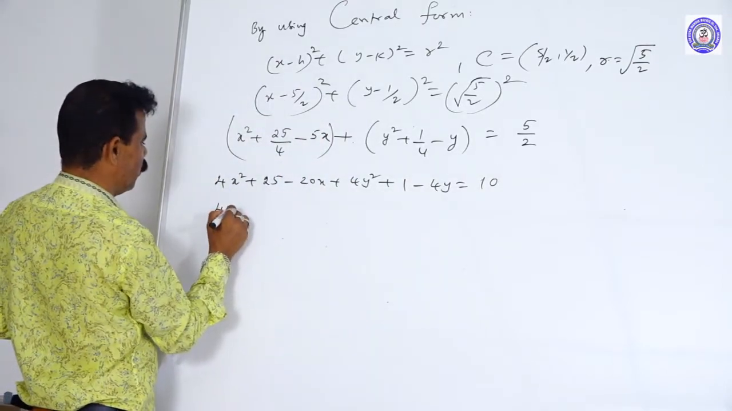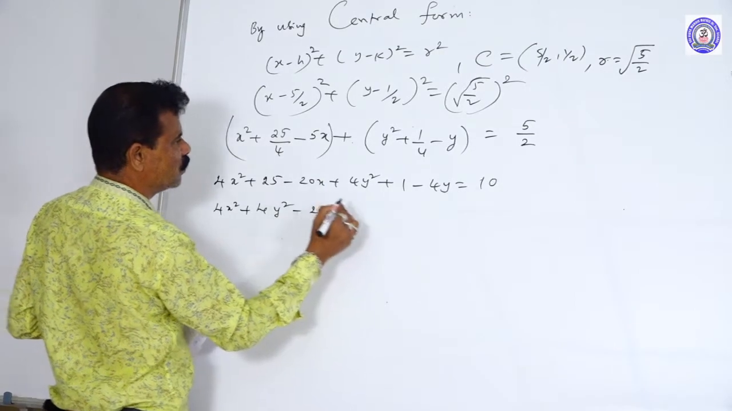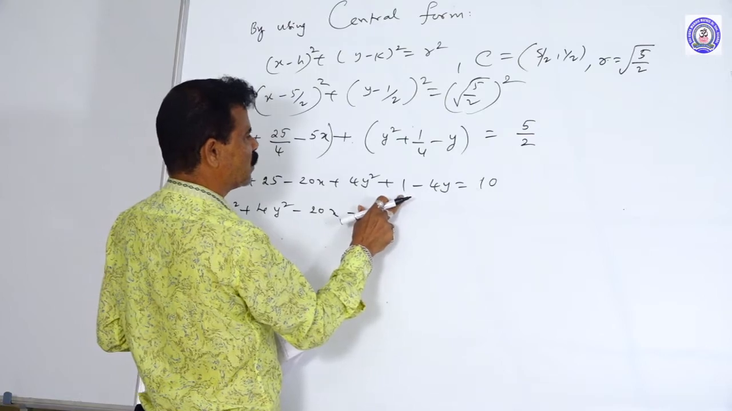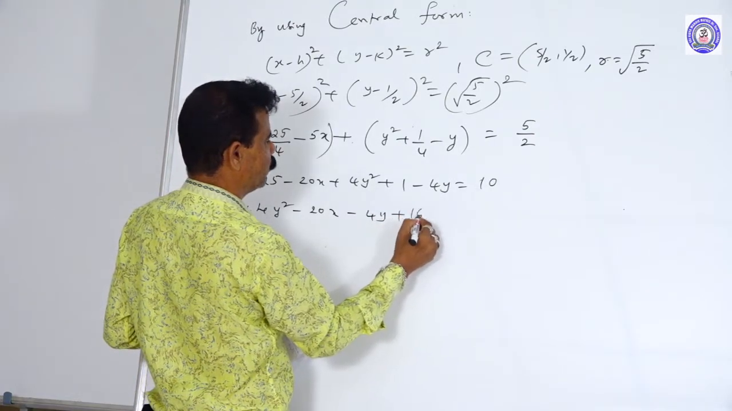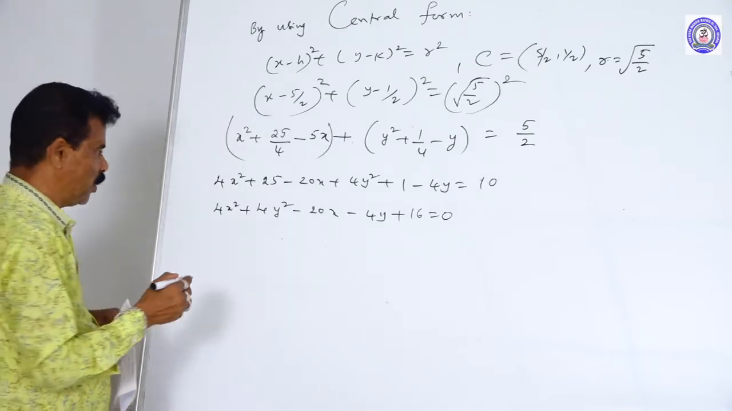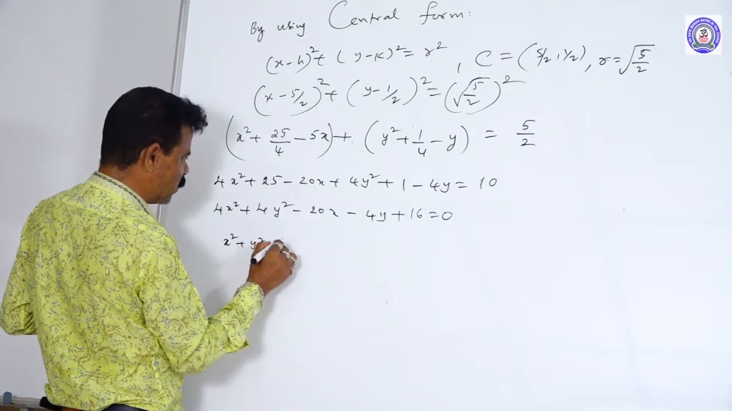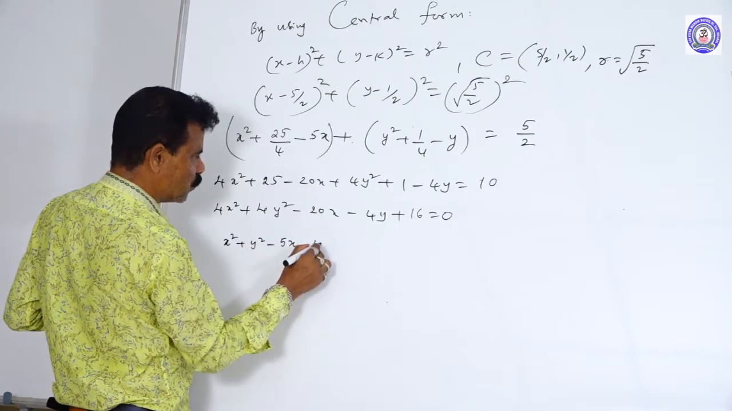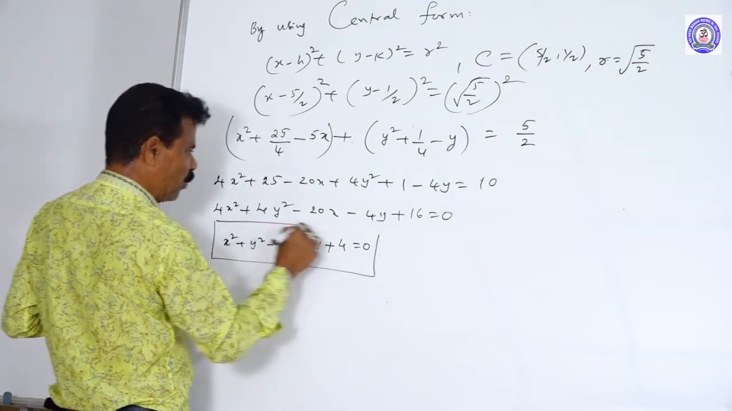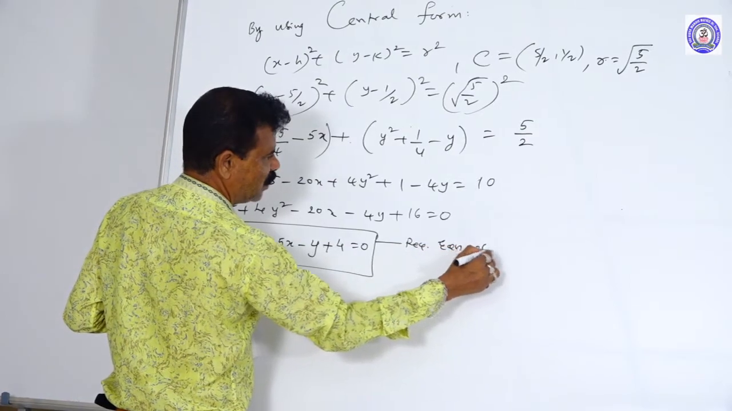After this, 4x square plus 4y square minus 20x minus 4y, plus 25 plus 1 minus 10, that is 16, is equal to 0. So in this total equation 4 is common. Division by 4: x square plus y square minus 5x minus y plus 4 is equal to 0. This is the required equation, the required equation of the circle.